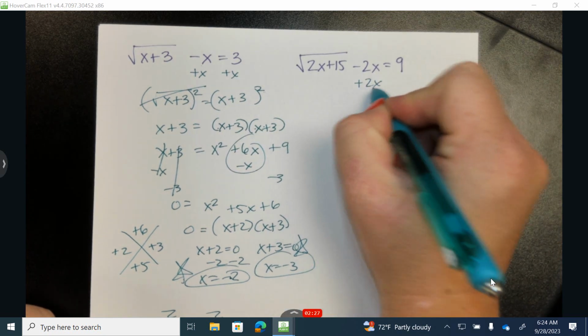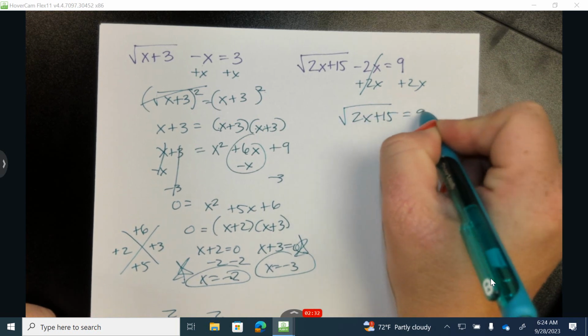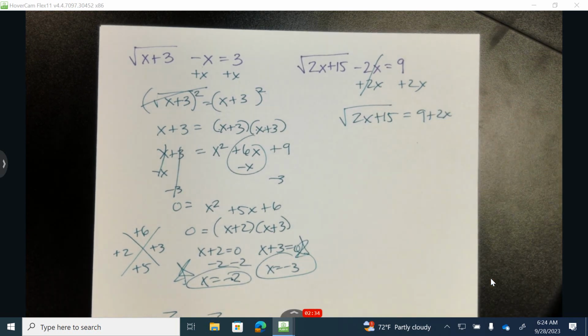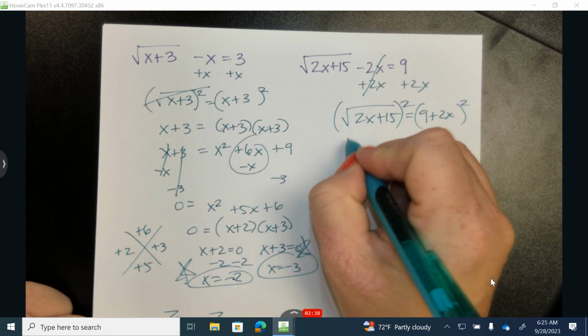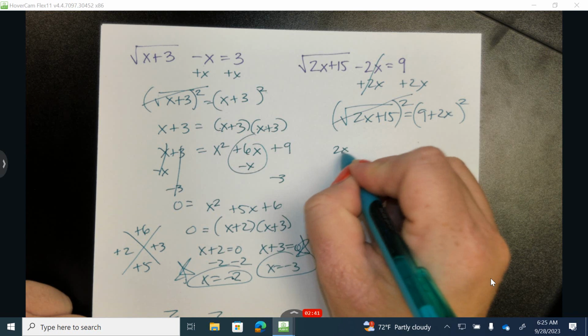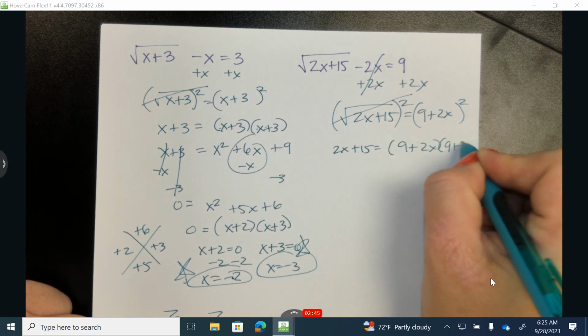I'm going to start by adding 2x to the opposite side. Square root of 2x plus 15 equals 9 plus 2x. Just like we did in example number 3, we're going to square both the left and the right-hand side. On the left-hand side, I'm left with 2x plus 15. I need to write this quantity down twice.